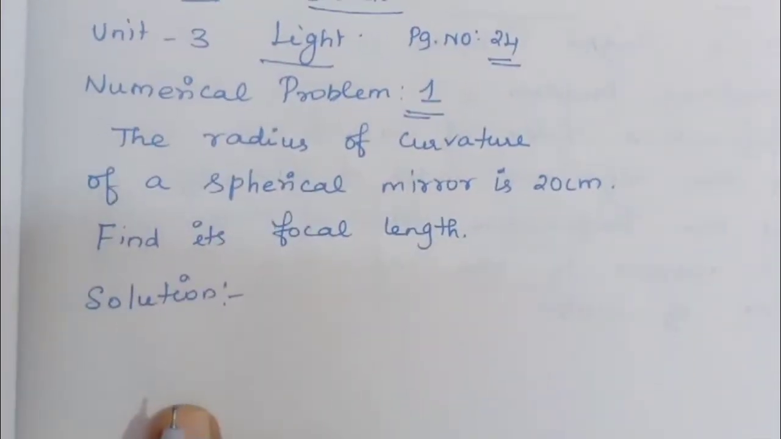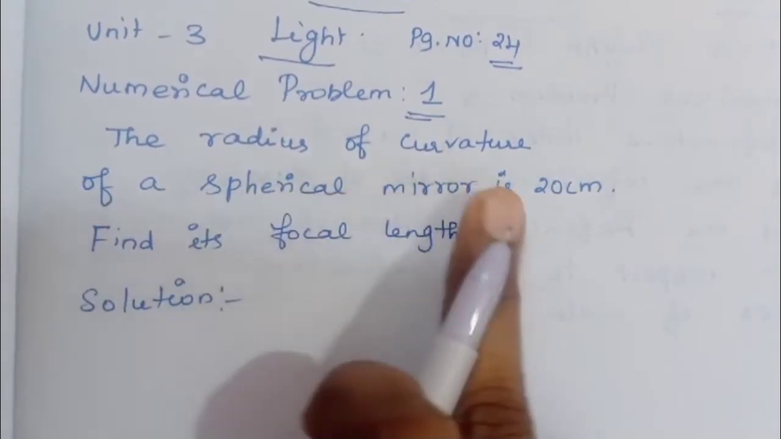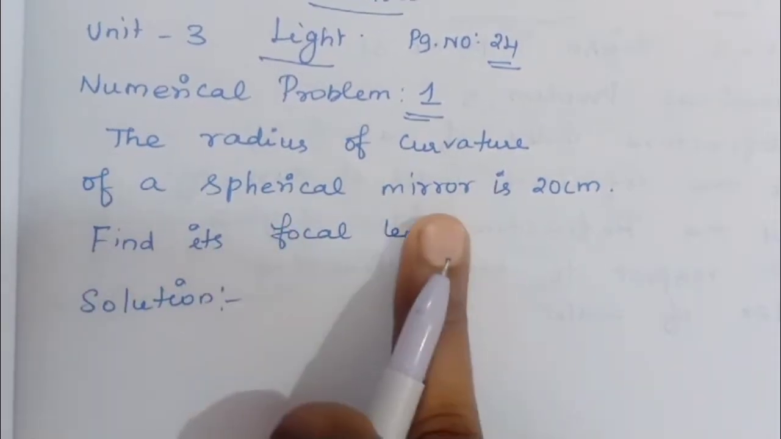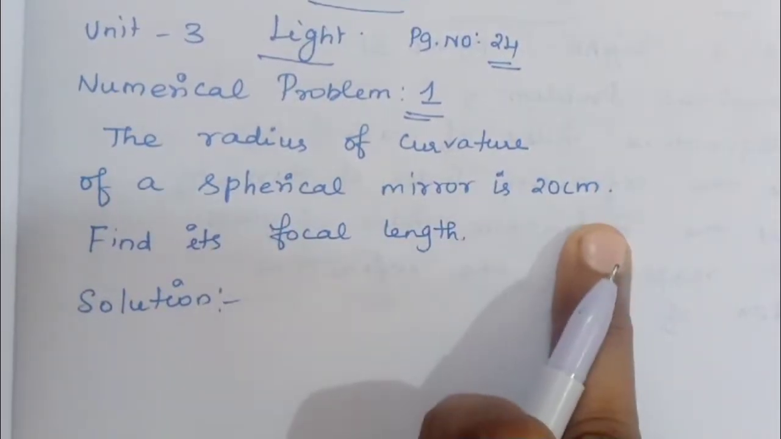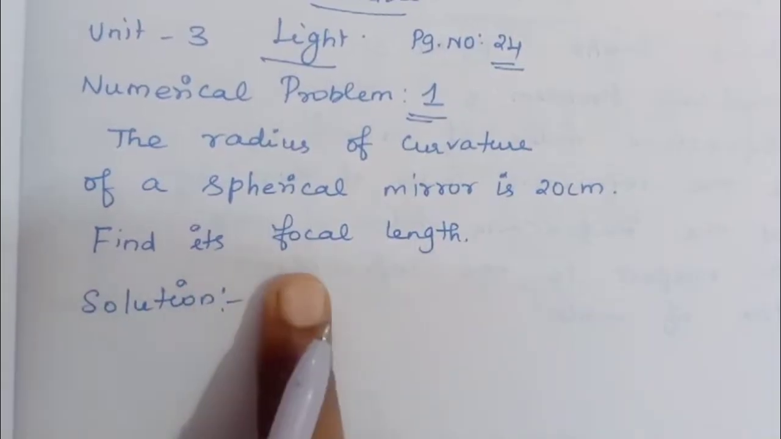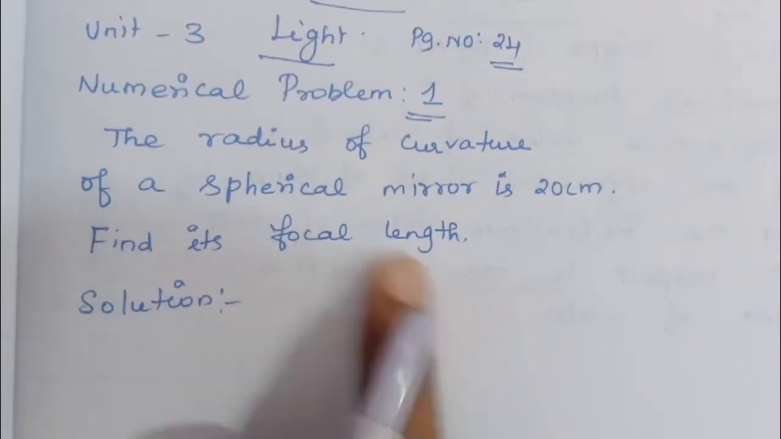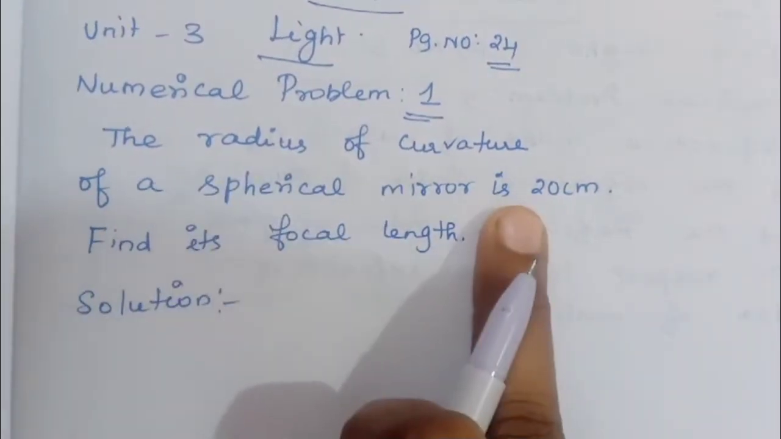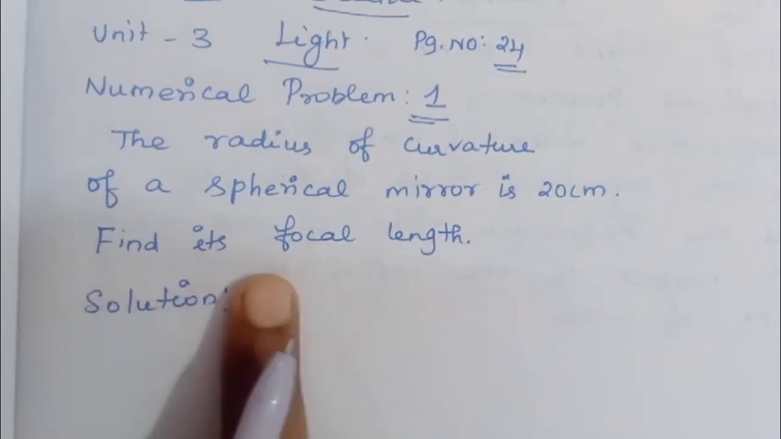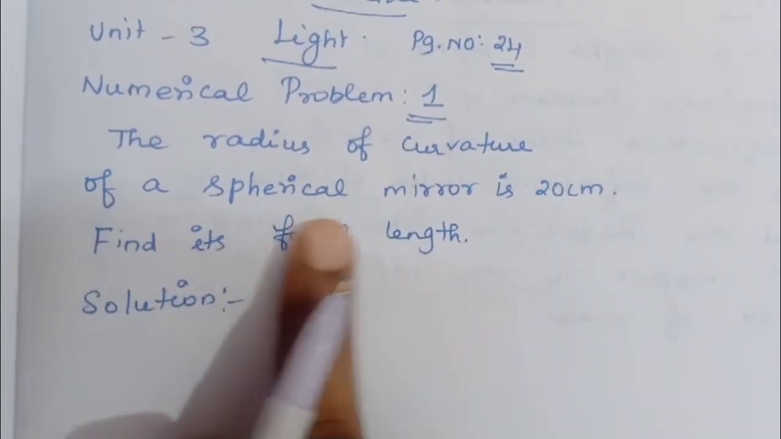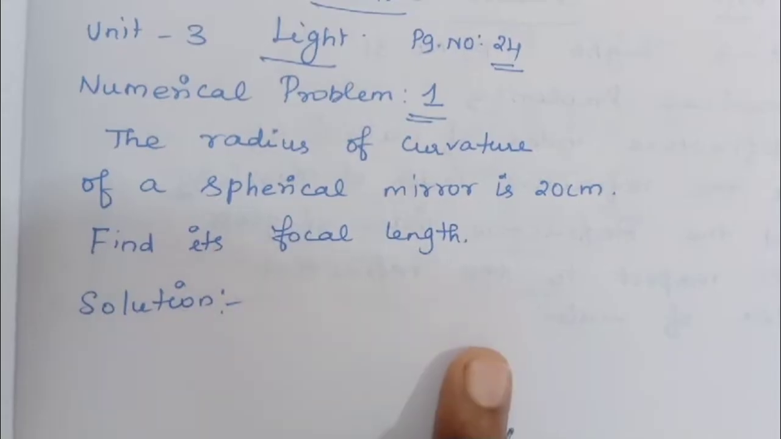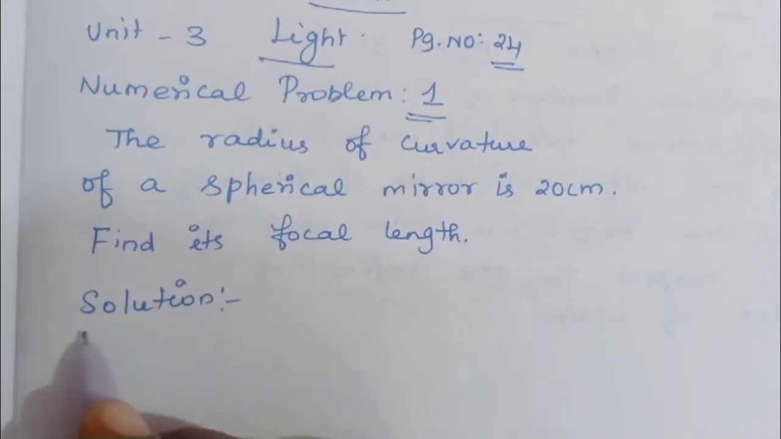Okay, so our problem is: the radius of curvature of a spherical mirror is 20 centimeter. Find its focal length. Radius is given and we have to calculate only its focal length. Spherical mirror's focal length we have to calculate. Let me move on to solution.